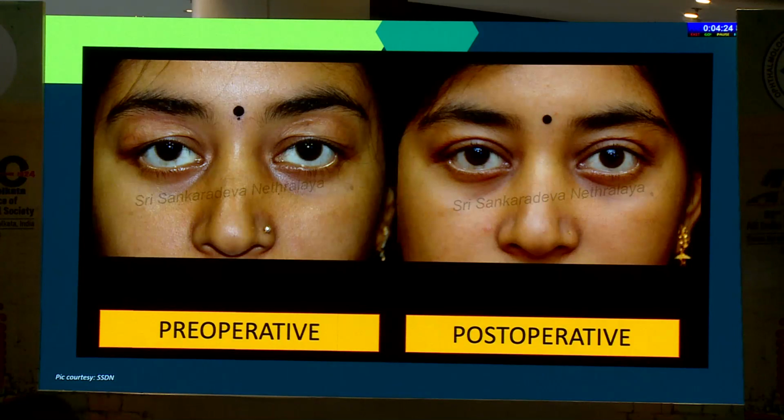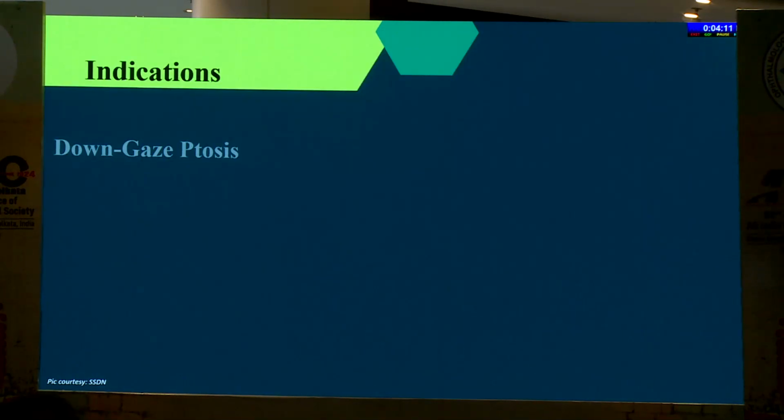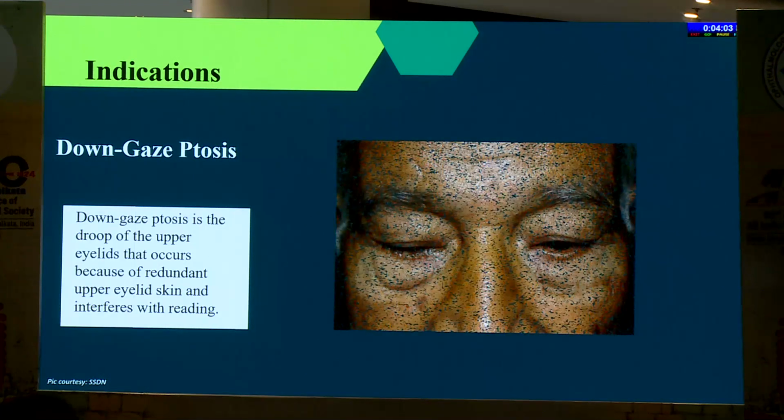Okay. So, as you can see in this picture, there is a pre-operative picture with the lateral hooding and the lacrimal gland prolapse, and the post-operative picture is very evident of the lacrimal gland repositioning that we've gone ahead with. So, another indication will be your downgaze ptosis, which is a droop of the upper eyelid that occurs because of the redundant upper eyelid skin and interferes with reading.